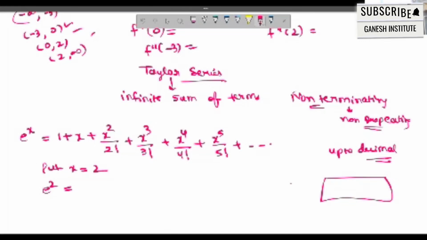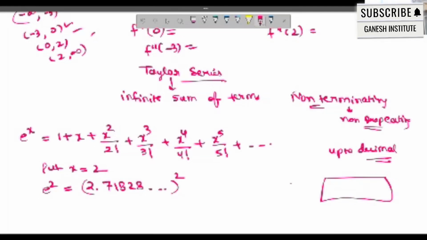On the calculator, use the exponent e. What is the value of just e? Press enter. It is 2.718 and so on. So the value of e is 2.718 and so on.